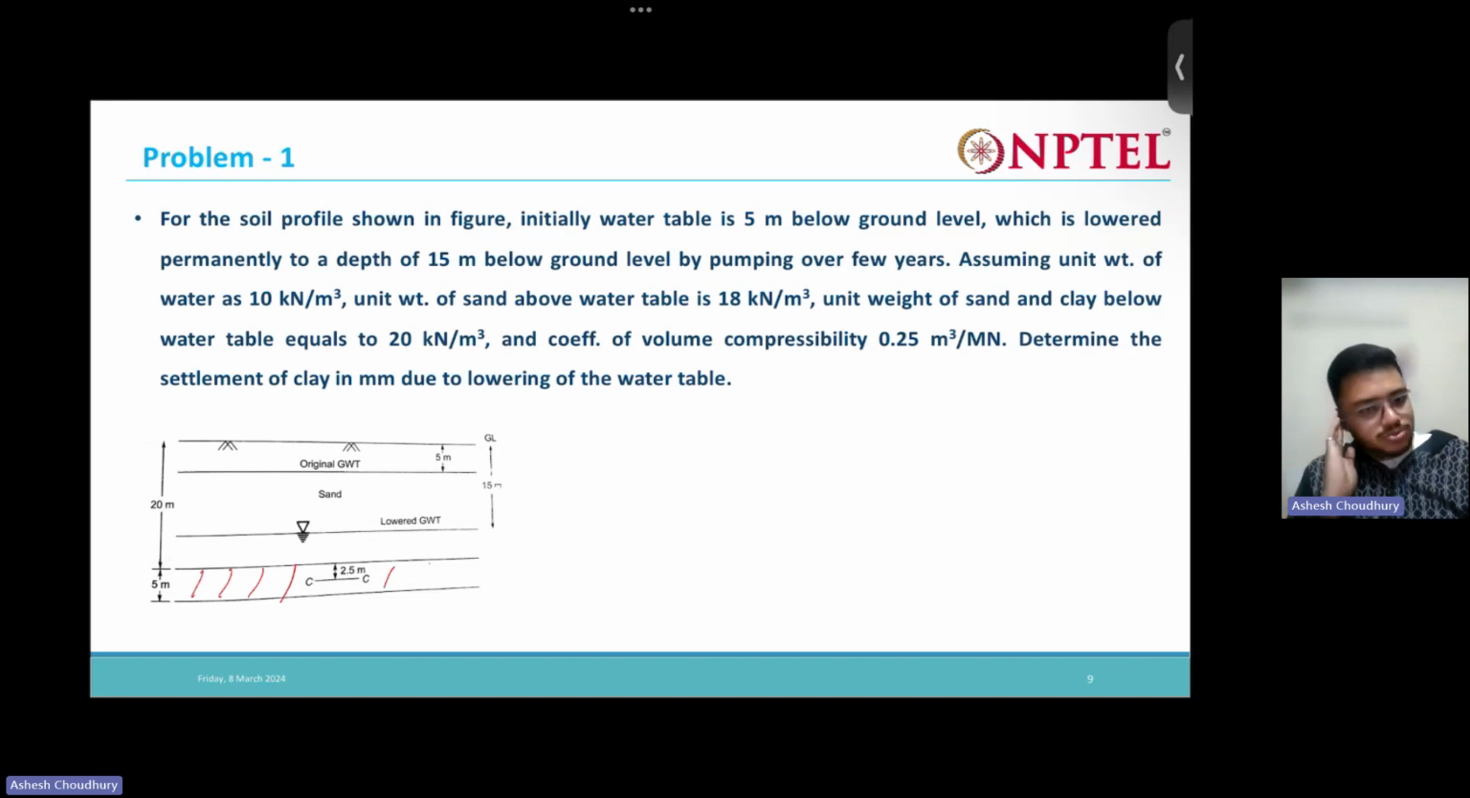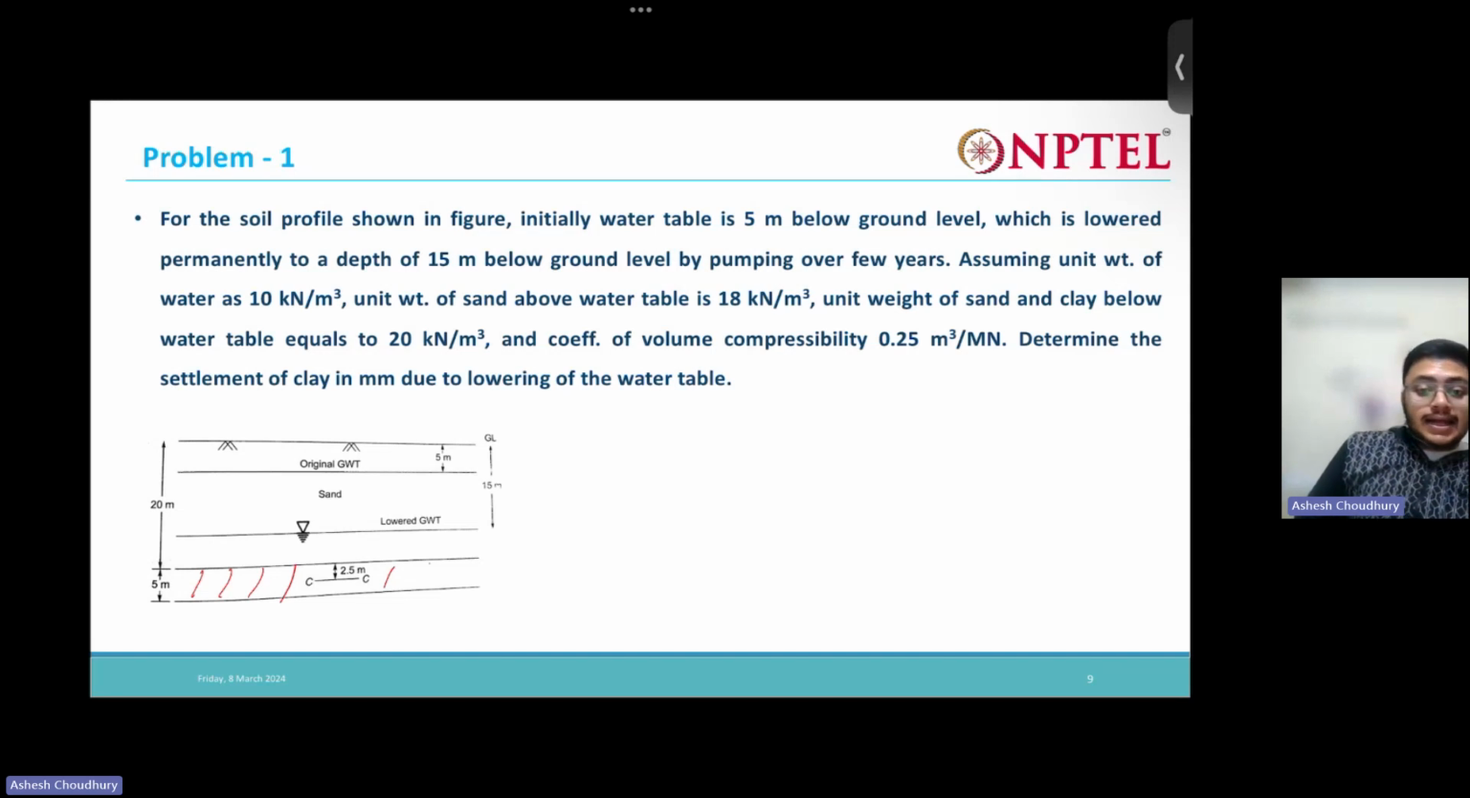What do you think is going to happen due to this water table lowering? What effect do you think this water table lowering is going to have on the soil? So obviously, what is going to happen? Due to this lowering, the effective stress on the clay layer is going to increase, right? The effective stress is going to increase, isn't it?